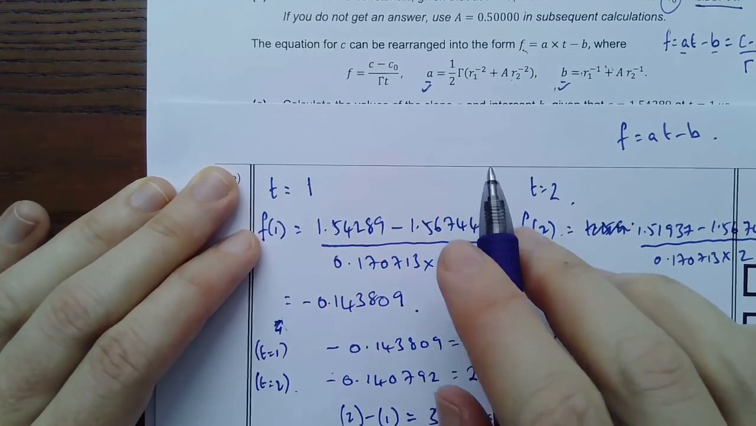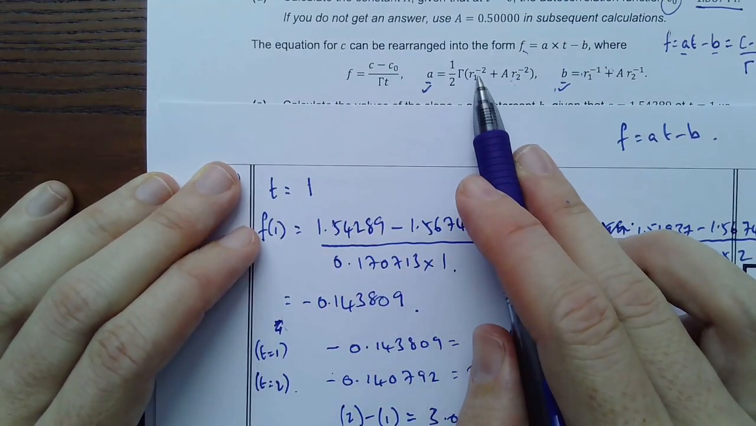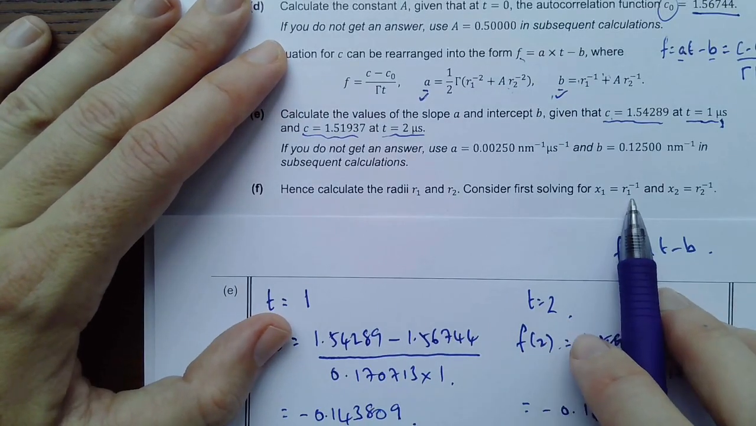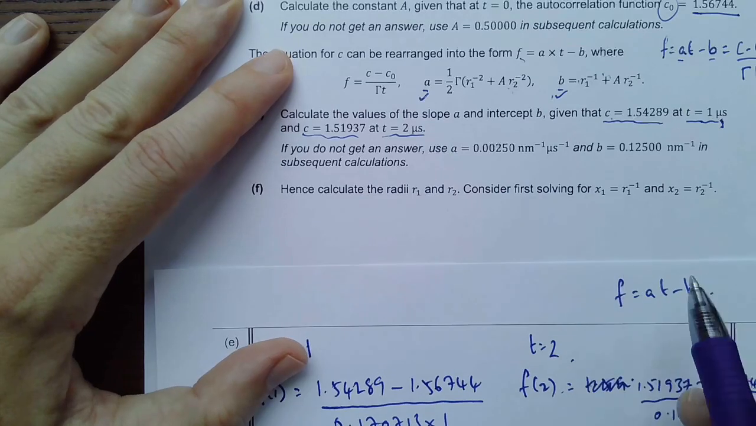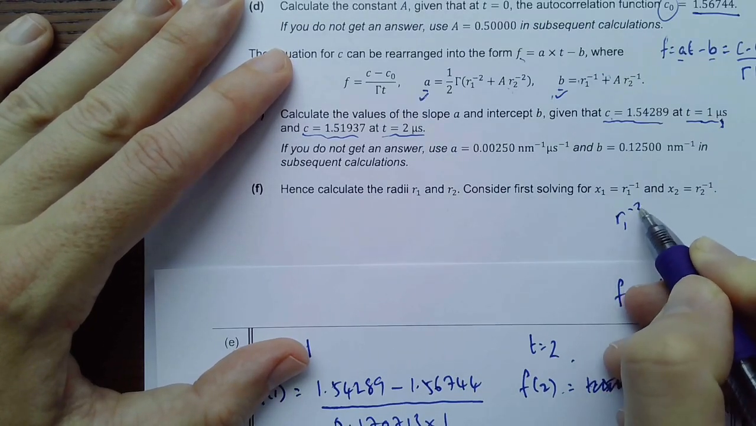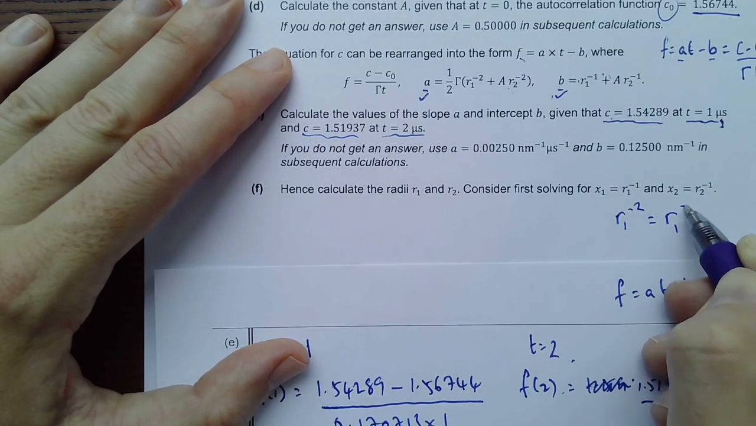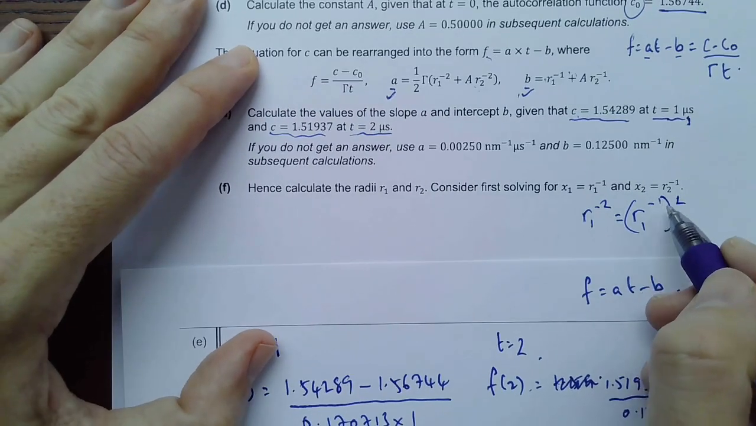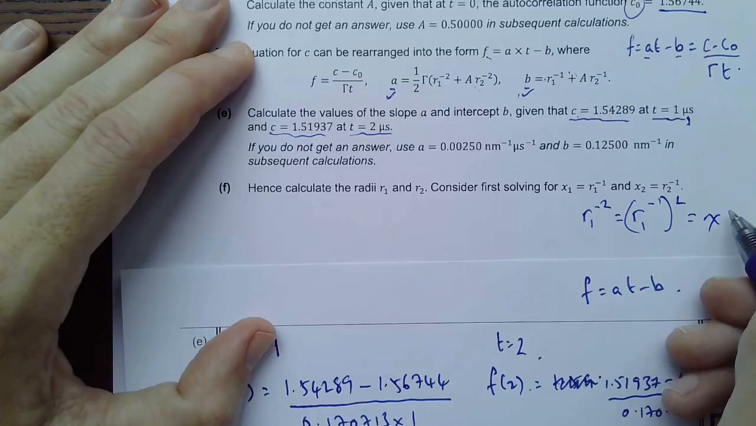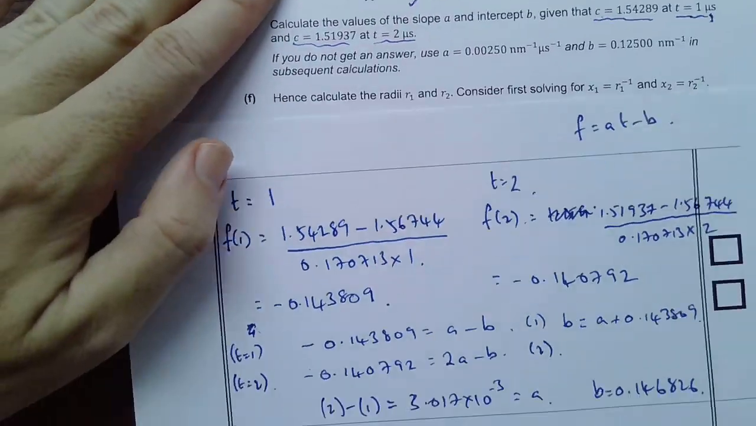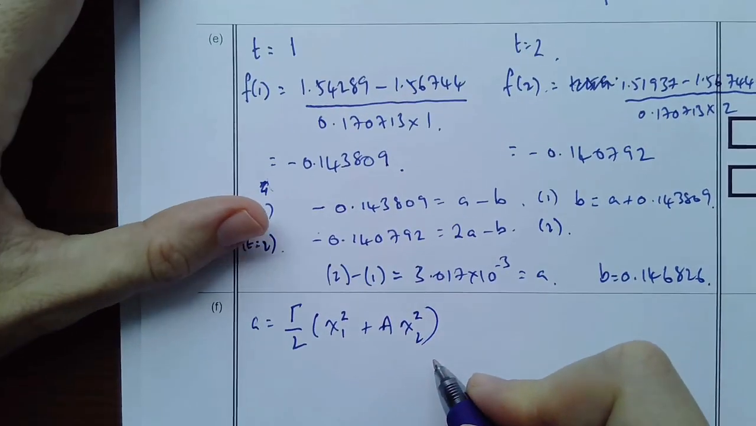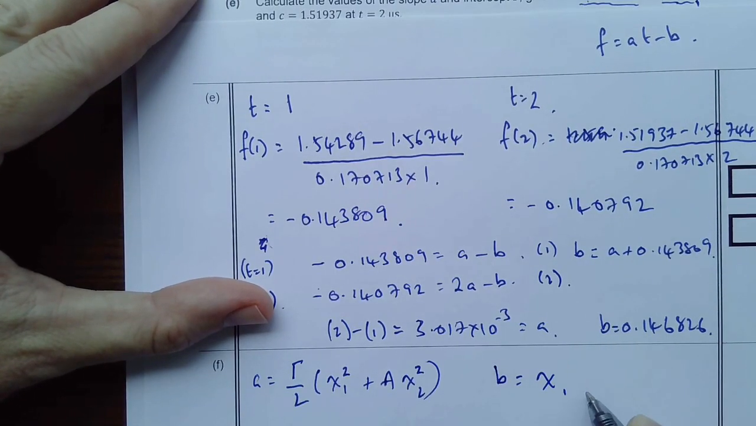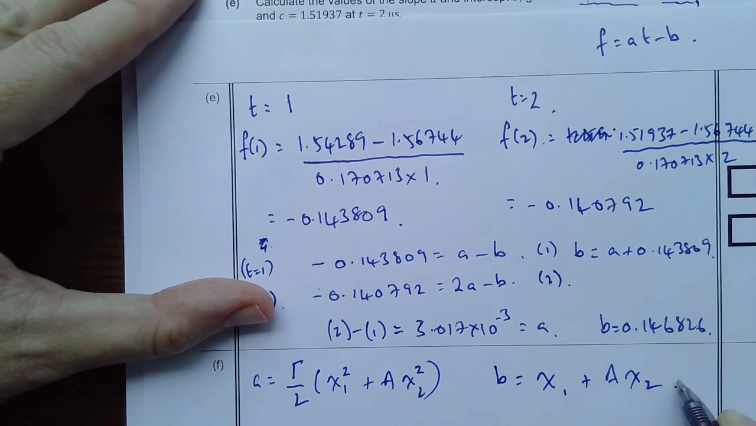You've got to keep an eye on these subscripts. Obviously if x1 equals r1 to the minus 1, then r1 to the minus 2 is just r1 to the minus 1 squared, the laws of indices, which equals x1 squared. That gives me that equation, and then my b equation is going to be b equals x1 plus a x2.